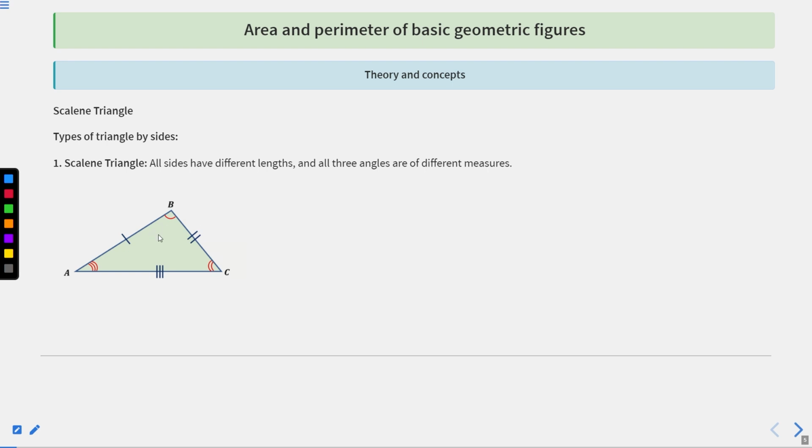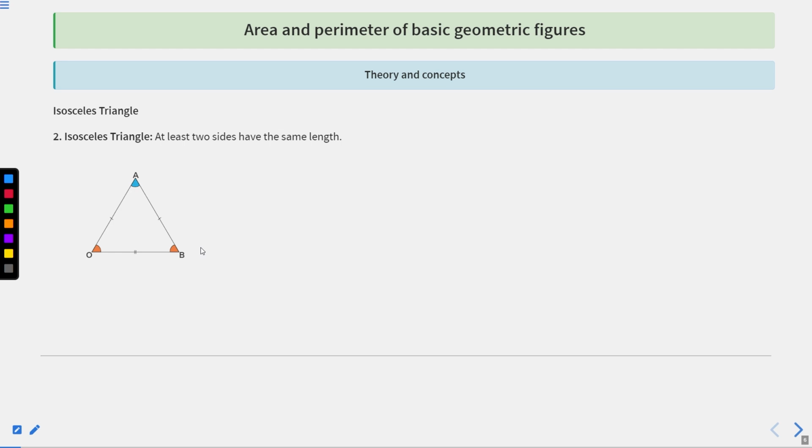So first of all, we have the scalene triangle. What is a scalene triangle? A scalene triangle is a triangle that has all sides of different lengths and all three angles of different measures. When I put a dash here, that means this is not equal to this. So 1 dash, 2 dash, 3 dash represent that all three sides are unequal, and all three angles are also unequal. Such a triangle is called a scalene triangle.